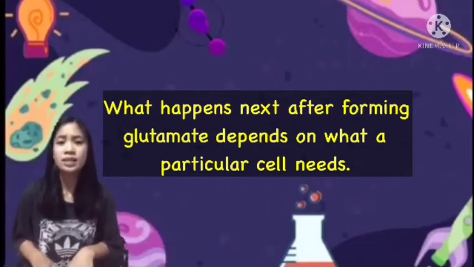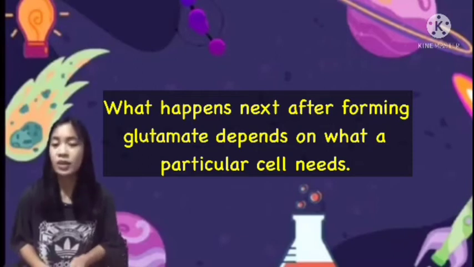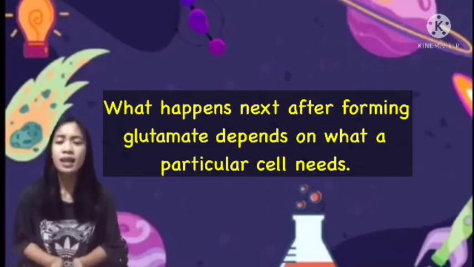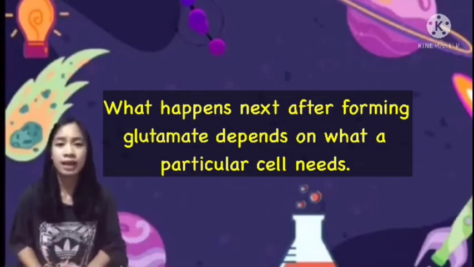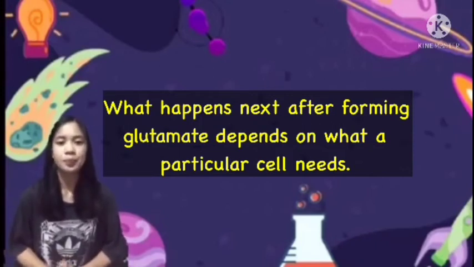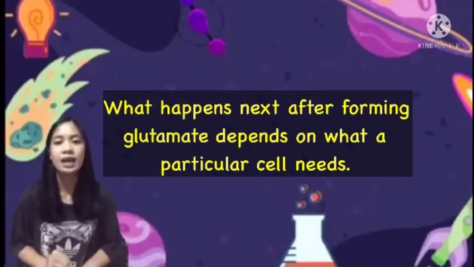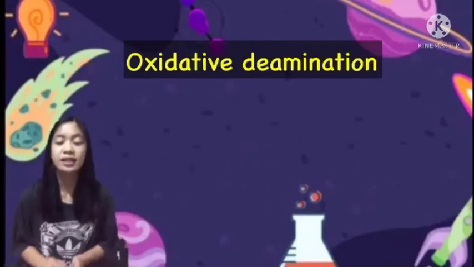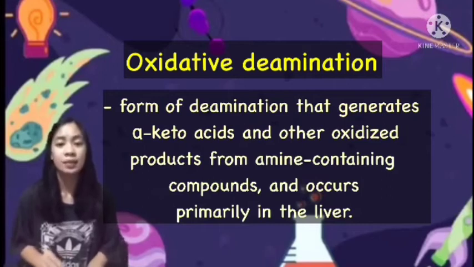When we need to form non-essential amino acids in that cell, then the amino group can be used from the glutamate to help form the non-essential amino acids. But if we don't need any amino acids, then the glutamate can undergo oxidative deamination. What's that step? It is the form of deamination that generates alpha-keto acids and other oxidized products from amino-containing compounds and occurs primarily in the liver.